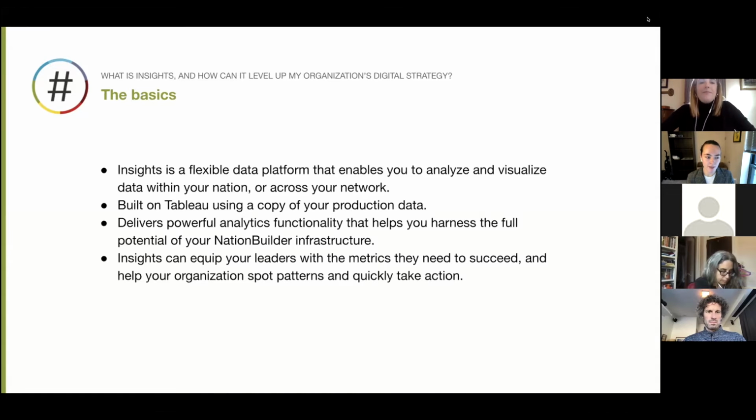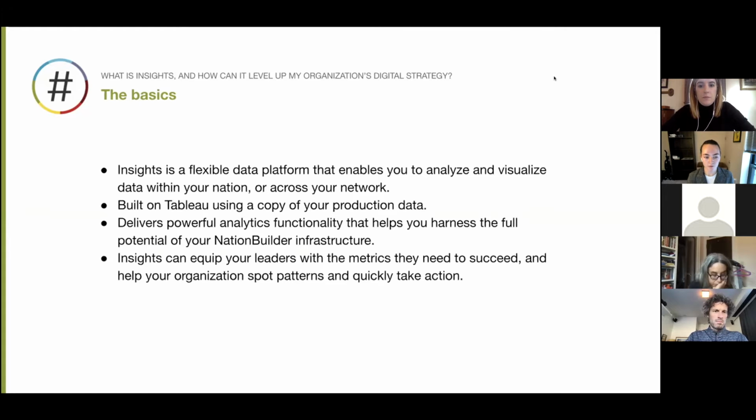All right, so running through the basics here. Insights is a flexible data platform that enables you to analyze and visualize data within your nation or across your network of subnations. It is built on Tableau, but it uses a copy of your production data. So that's helpful. Just to note that data is taken from your nation and brought into Tableau each week, so any manipulation that you're doing within Insights is not going to impact in any way the live data that's currently in your nation.